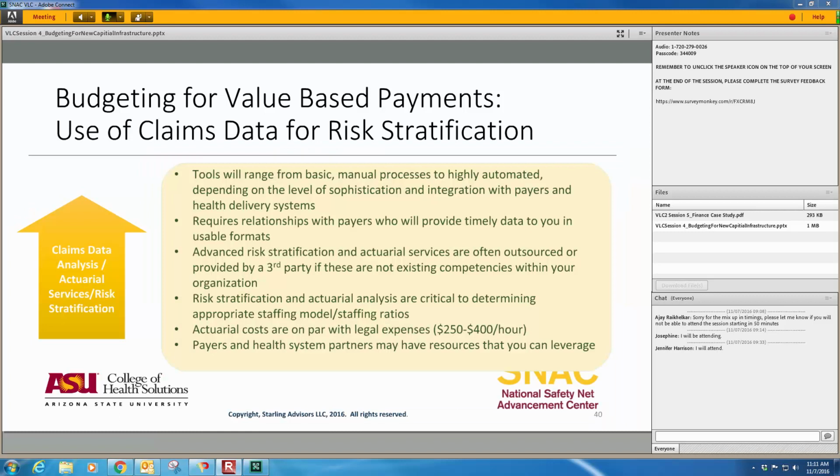The third area is one that creates a lot of anxiety for the safety net, because this is an area where our depth of experience doesn't go as far as in some of the other areas. This is around claims data analysis and risk and actuarial services, where we see a lot of groups, whether working independently as practices or as part of a network or systems approach, look to third-party support, because these are not typically skills and infrastructure we have in place to build off of.